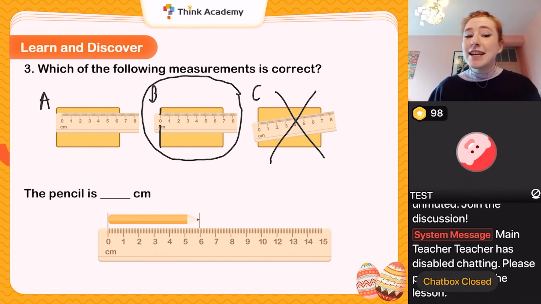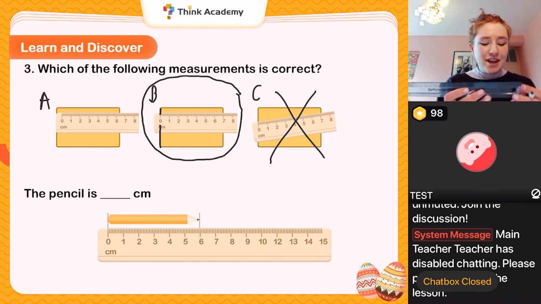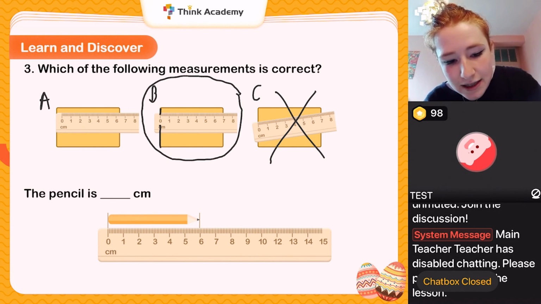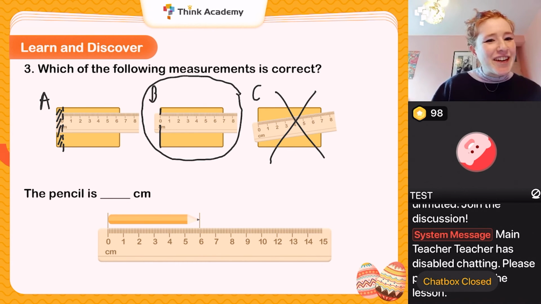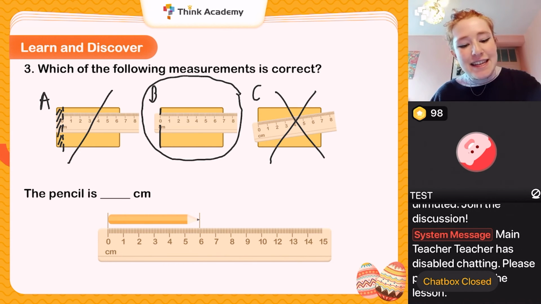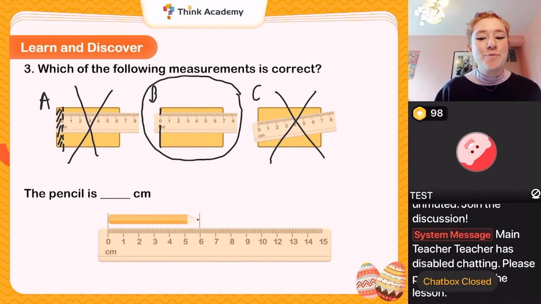And A is straight. That's good. But the thing about A is it hasn't started on 0. That's where 0 is, okay? And it's actually just started before 0. So we've counted all of this before 0. We've measured extra, okay? This doesn't make sense for us. So that's why A is not correct either. We can cross out A.